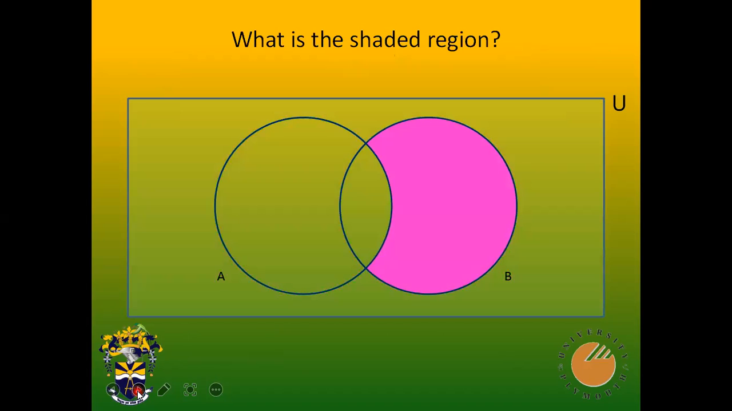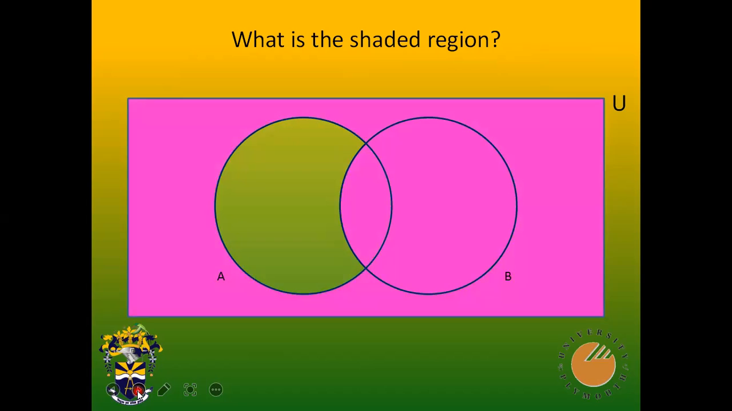Now, what is the shaded region? Shaded region means the pink color area. That means the B portion will be deleted from A, and the universal set also. So this is actually called B intersection A complement. So A will be deleted from the B portion as well.